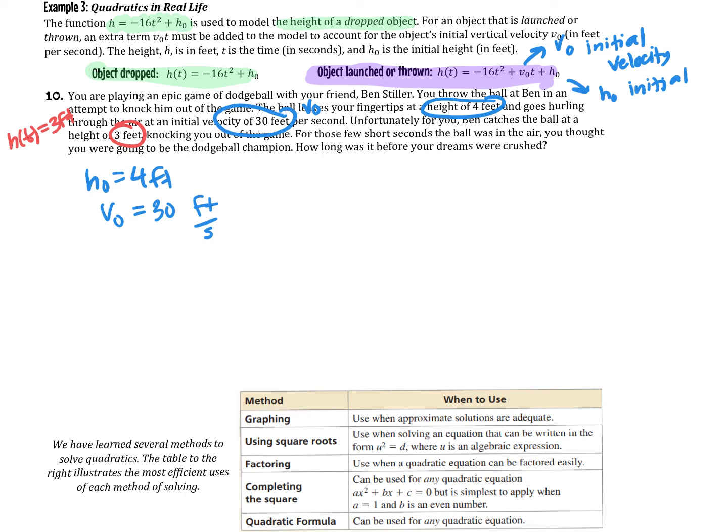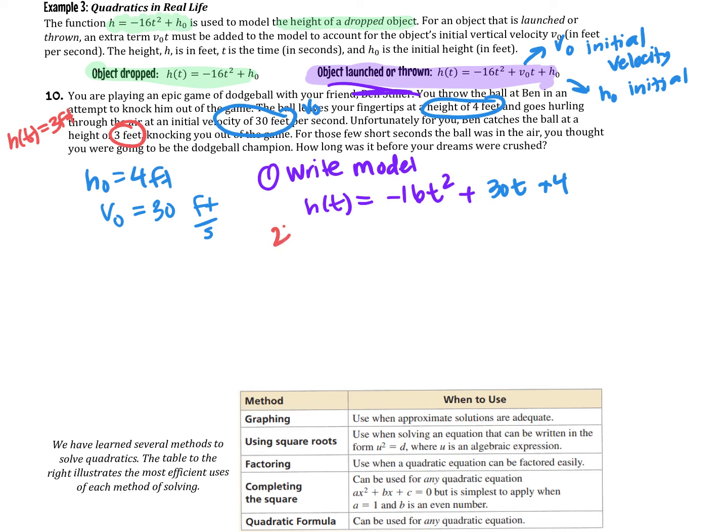So the first thing that we're going to do is write the model using what they gave us here. So our model is going to be h of t is equal to -16t squared plus the initial velocity, which we were told is 30 feet per second. So 30 times t plus the initial height, which we were told is 4. So here's our model.